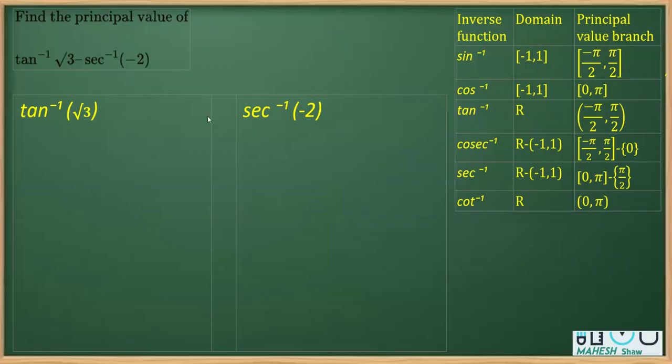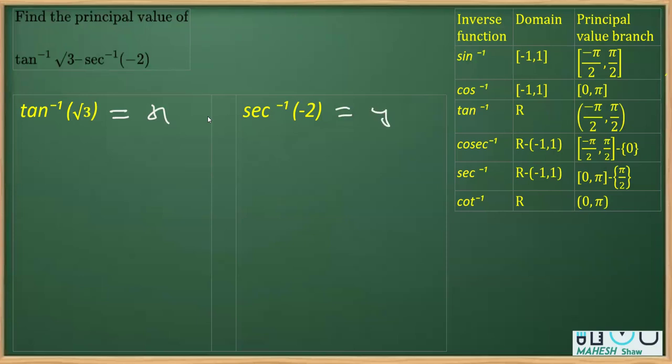This is textbook question number 14 from exercise 2.1. We have to find the principal value of tan inverse root 3 minus sec inverse minus 2. So what I have done, I have split them into two parts. Let's take tan inverse root 3 as x and sec inverse minus 2 as y.